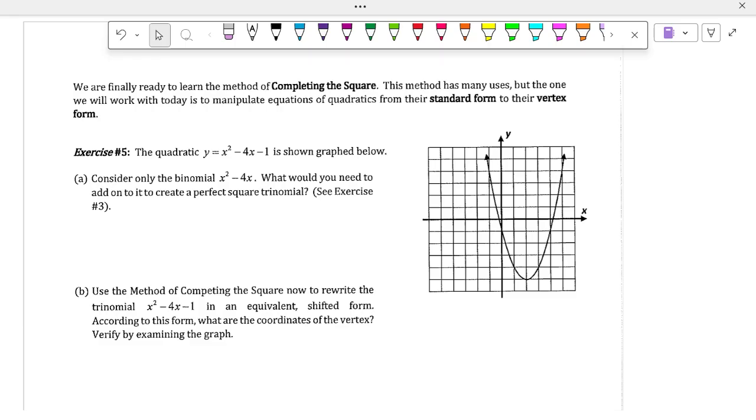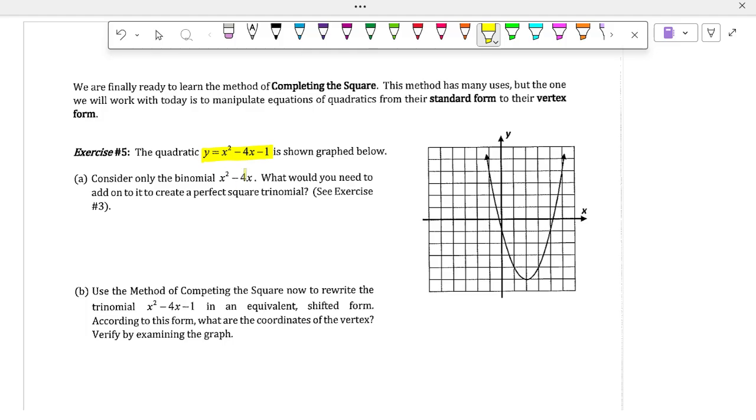Now we're going to do our completing the square method and convert that standard form to vertex form. All right. So to start this, we start with this equation. So y is equal to x squared minus 4x minus 1. Now, the great thing about equations is we can really manipulate them however we want as long as we keep them balanced. All right.